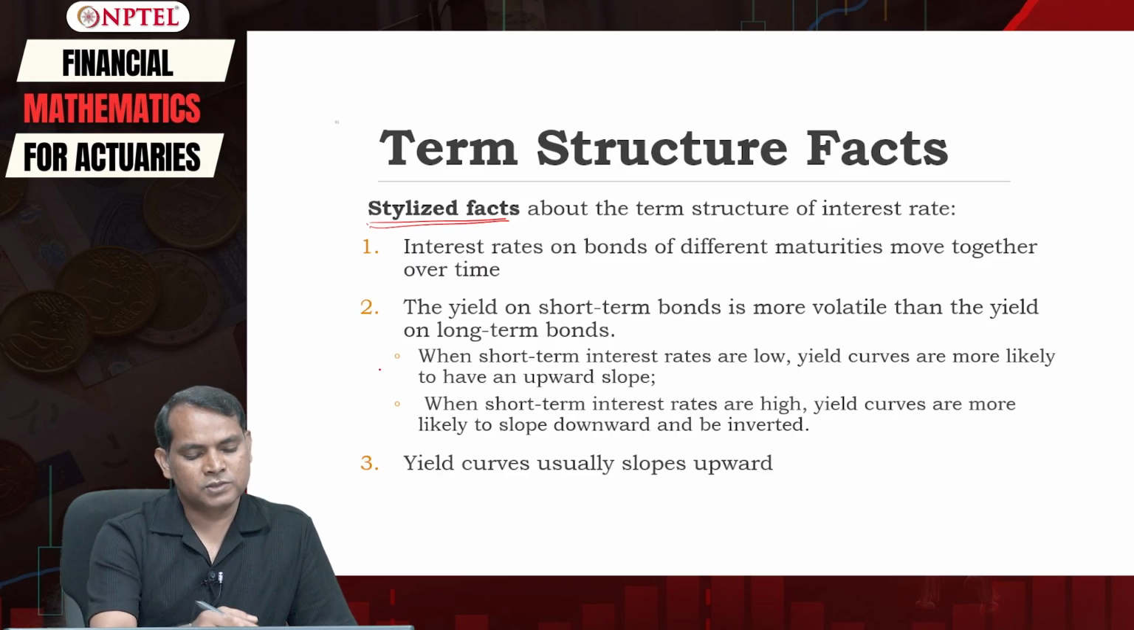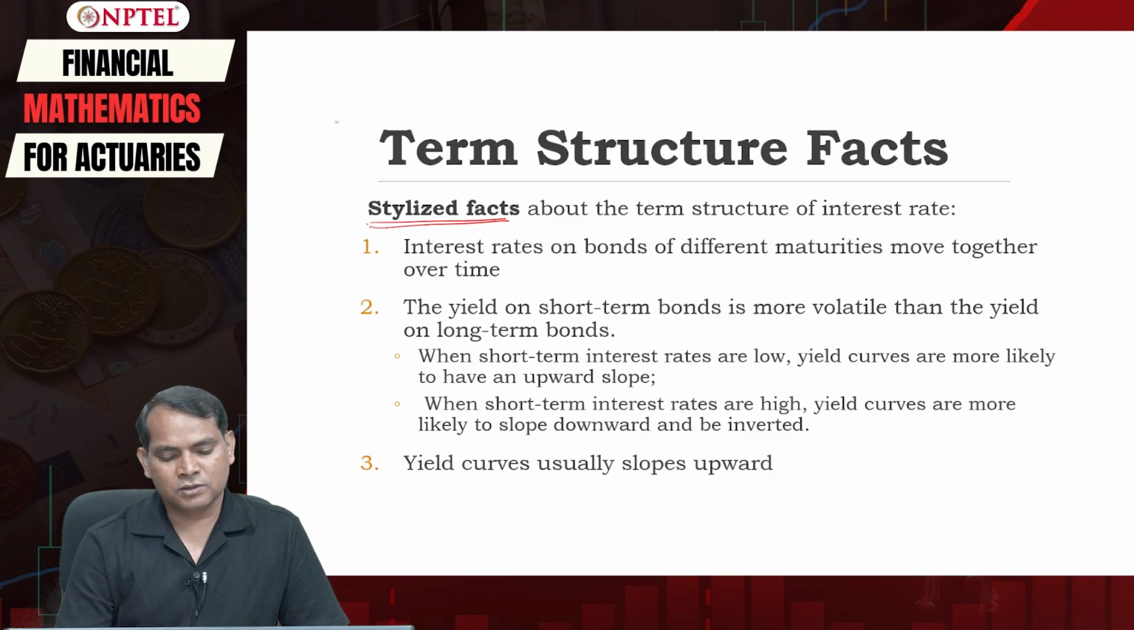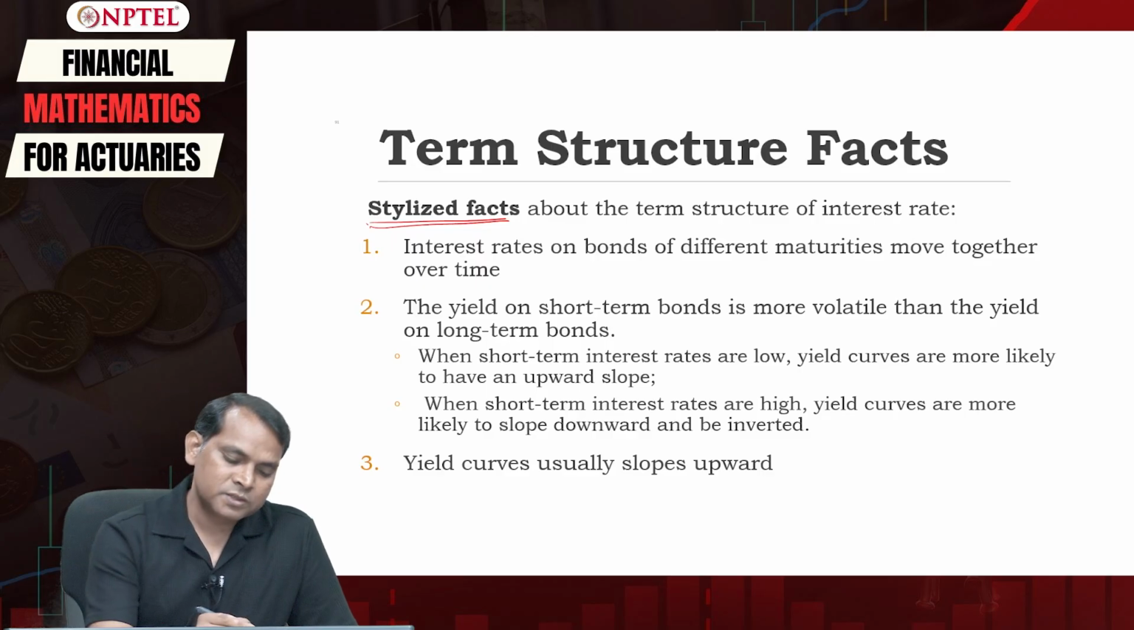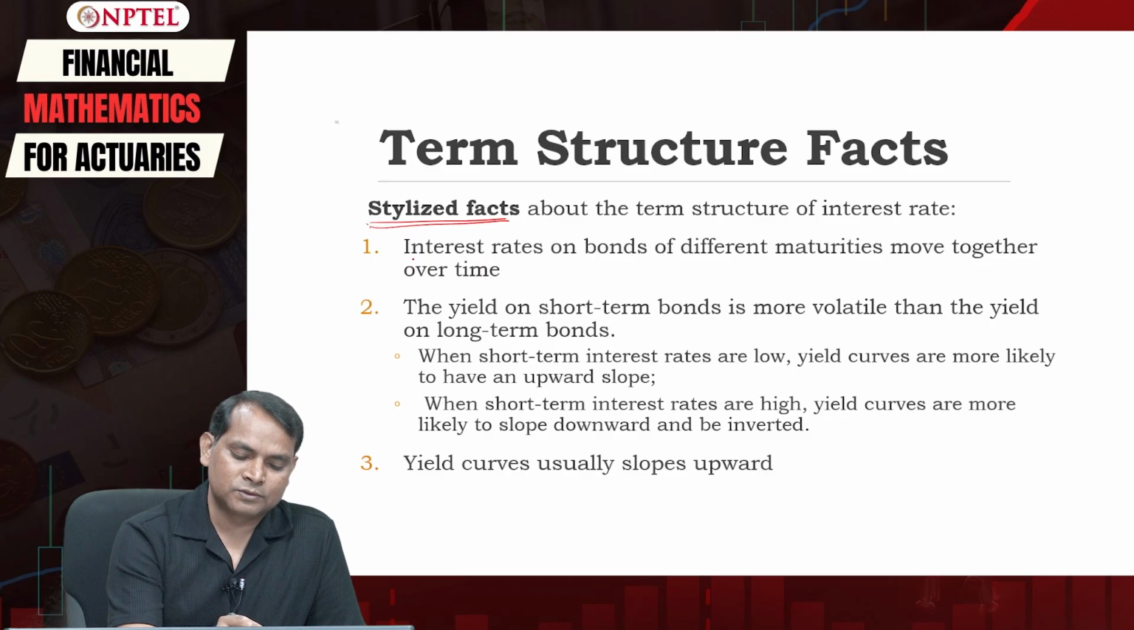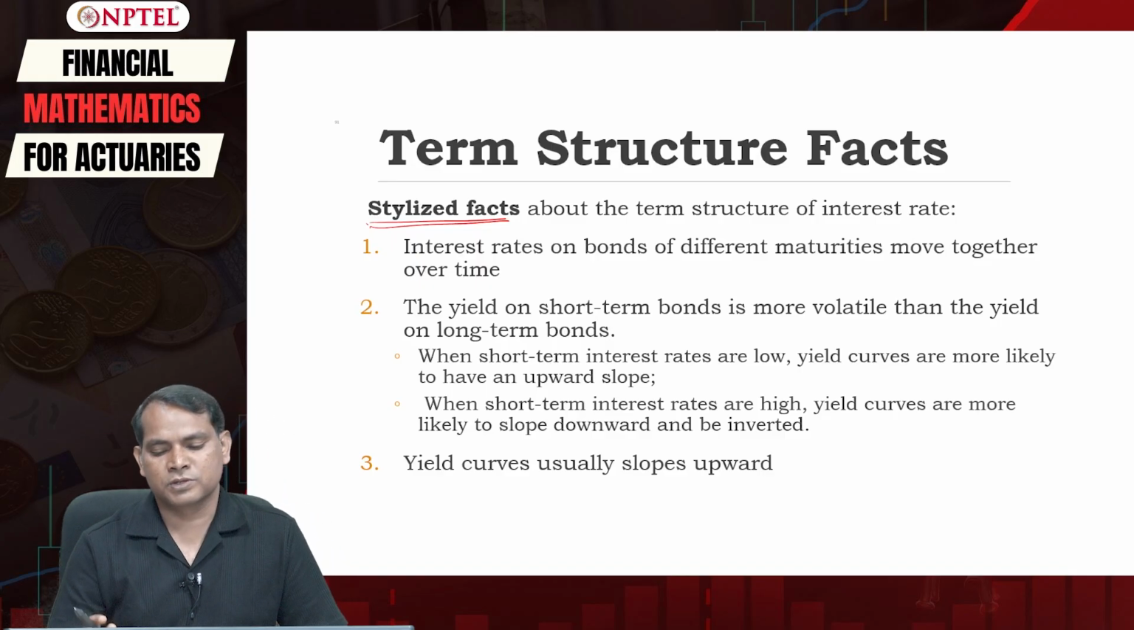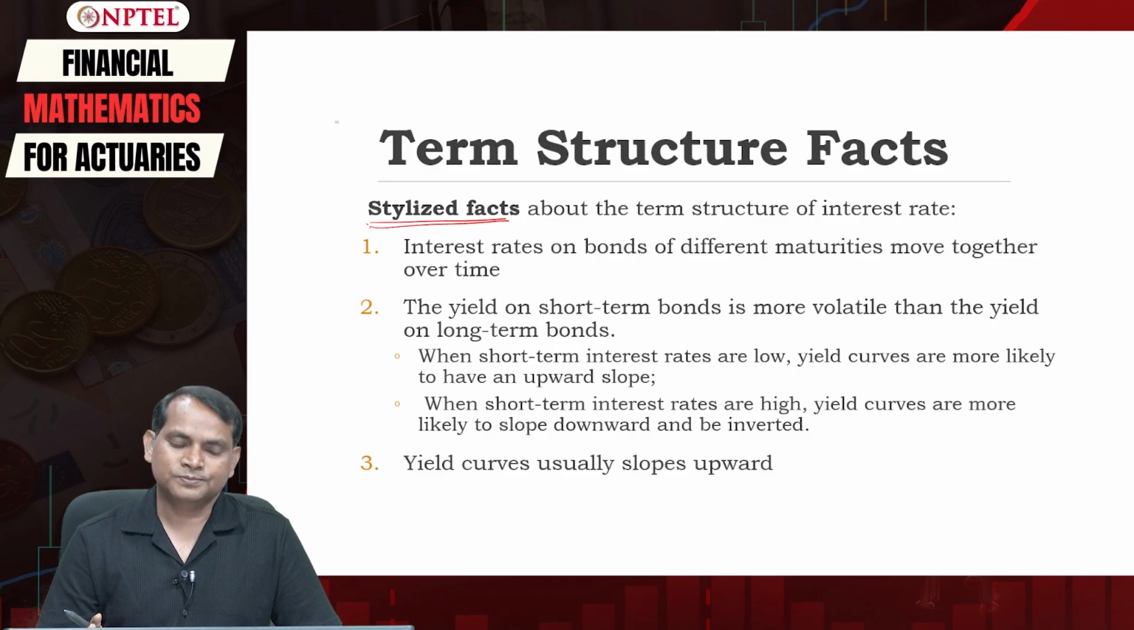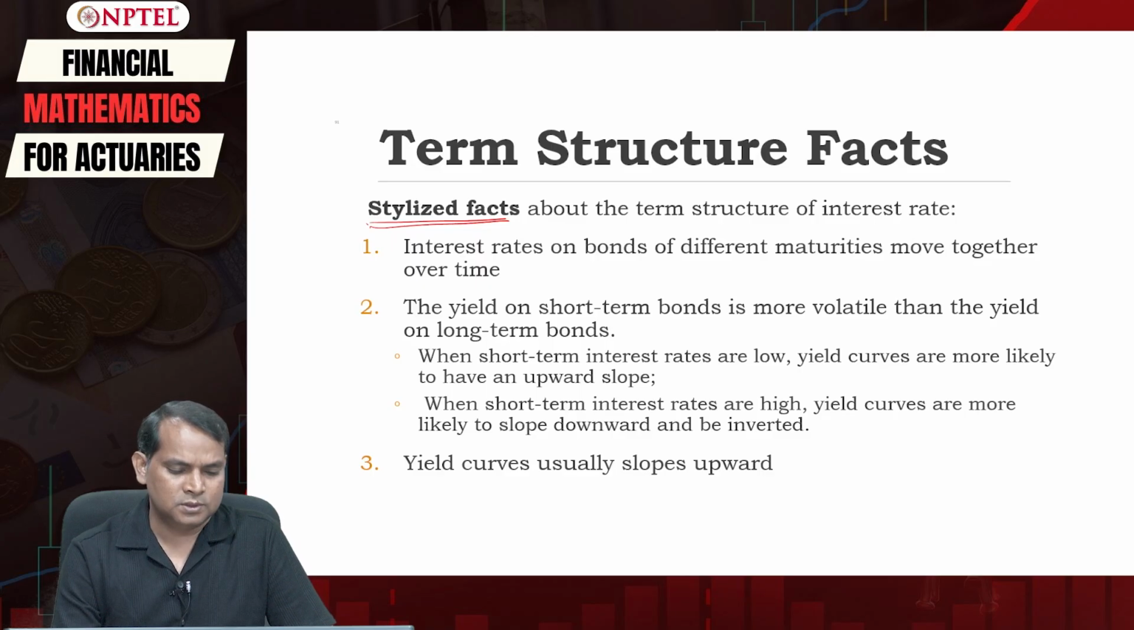However, we can place them anywhere. But when explaining, you will say fact 1, fact 2, fact 3, so be careful which fact you are actually referring to. For our purposes here, fact 1 refers to interest rates on bonds of different maturities moving together over time. Fact 2 says that when short term interest rates are low, yield curves are more likely to have an upward slope, and when short term interest rates are high, yield curves are more likely to slope downward and be inverted. And the third we will list as yield curves usually slope upward, right?